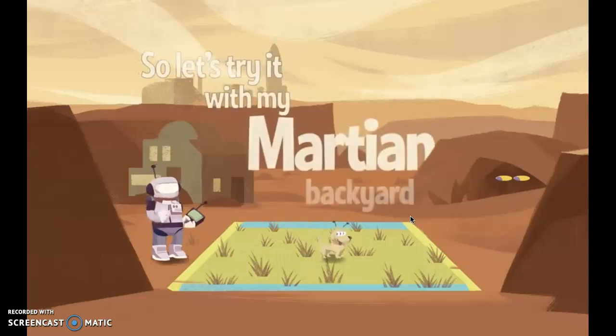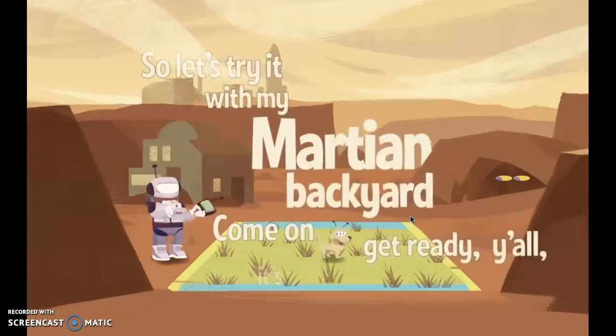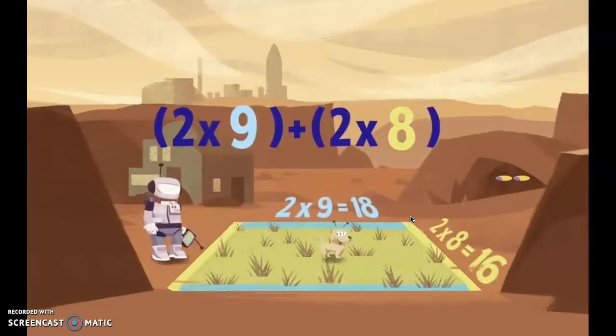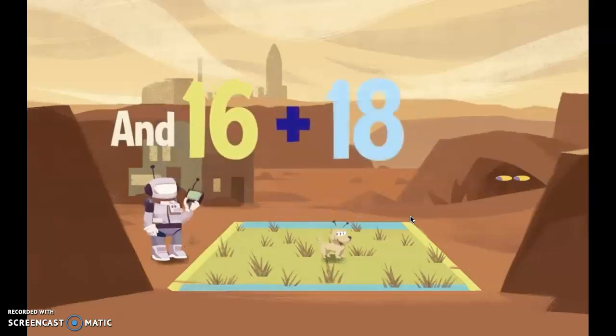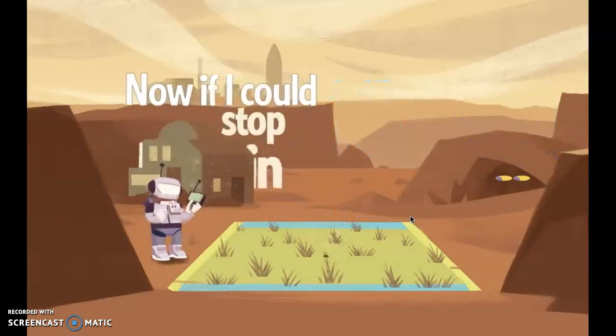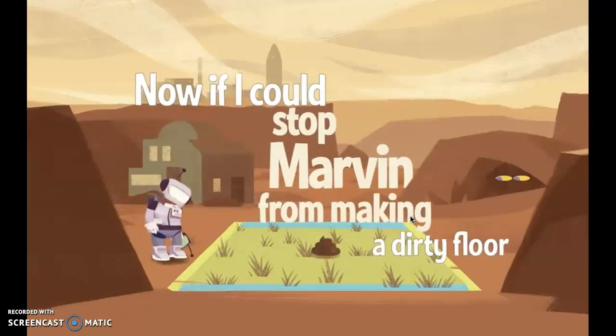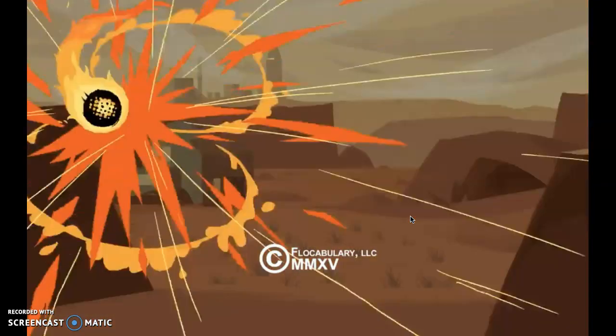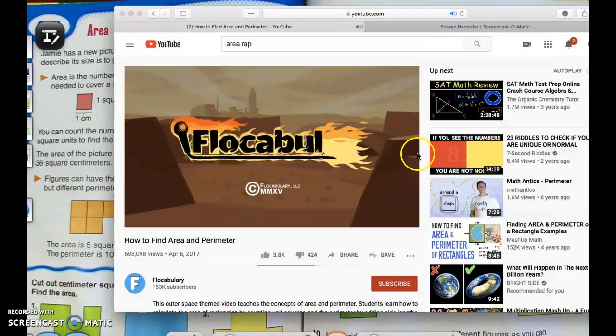So let's try it with my Martian backyard. It's not that hard. 2 times the length of 9 is 18. And 2 times the width of 8 is 16. And 16 plus 18 is 34. Now if I could stop Marvin from making a dirty floor. Come on, Marvin.